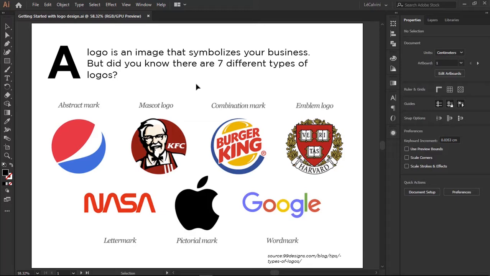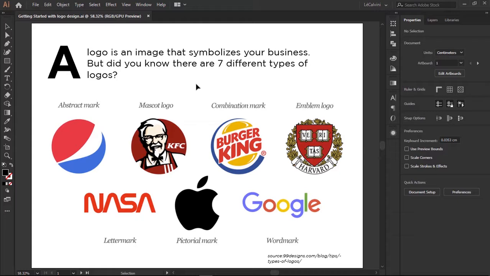So today we are going to look at a few types of logos, and then we'll just jump into designing some of them. So this is going to be a very short video showing you the types of logos. I guess that's it.